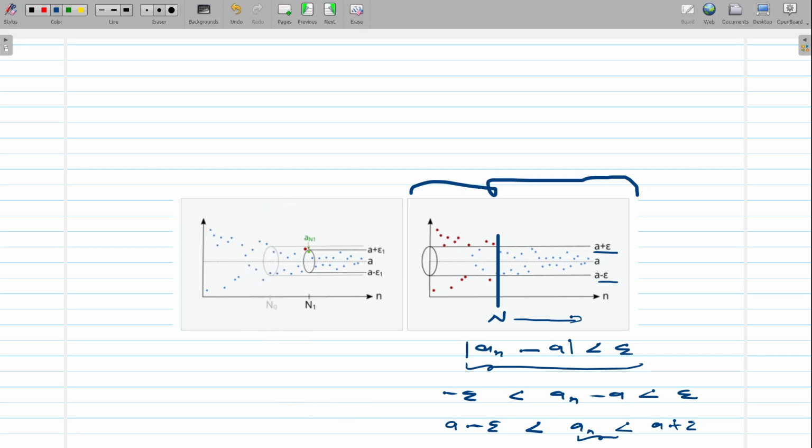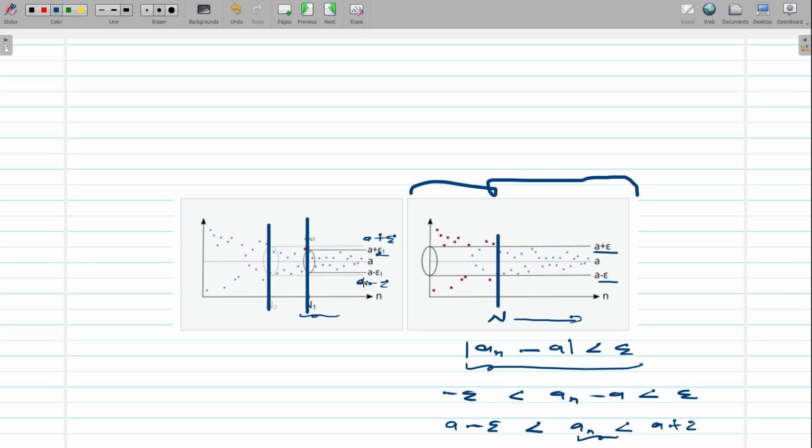If we go beyond this n0, all the terms are going to be in the region a plus epsilon, a minus epsilon. But if we choose a smaller value for epsilon, which is epsilon 1 here, we need to choose a larger value for n. In this case we have some n1. If we go beyond this n1, we observe that all the terms of my sequence are in the region a plus epsilon 1, a minus epsilon 1. So that's all there is here.